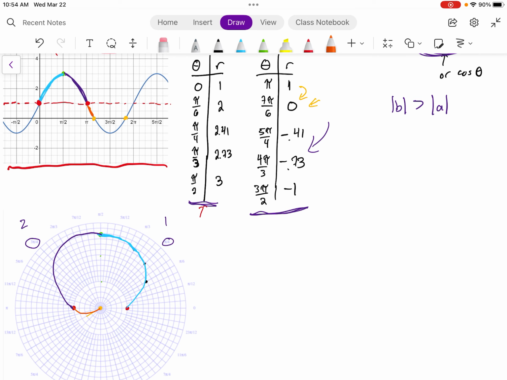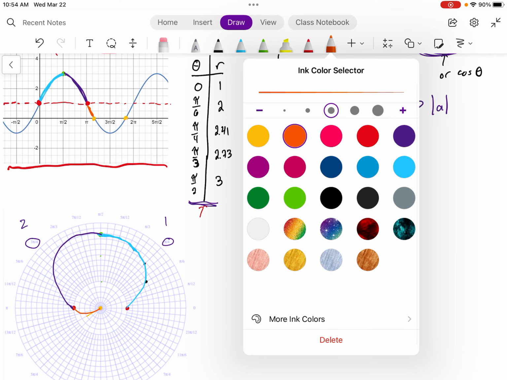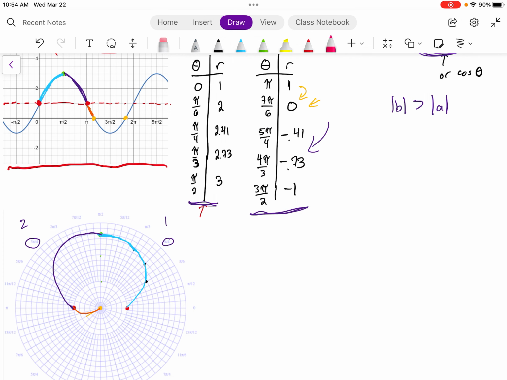And when we think about what happens now, at 5 pi over 4, I'm going to be at negative 0.4. Let's maybe use pink. So I'm going to go negative 0.4 in this direction. And if I go negative in that direction, that's really going to be up over here, right here-ish. This is this point right here. I'm going to be up here. And we see that we peak here.